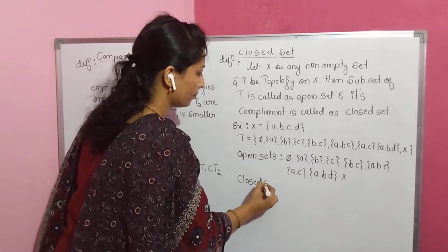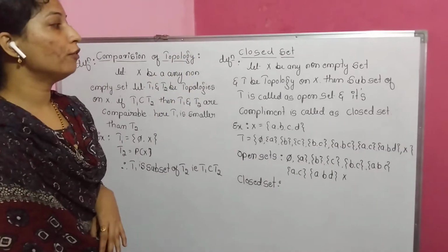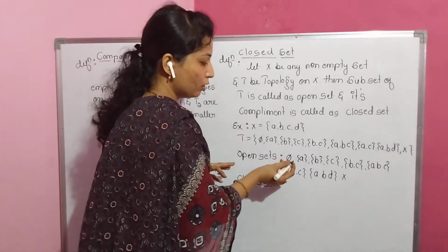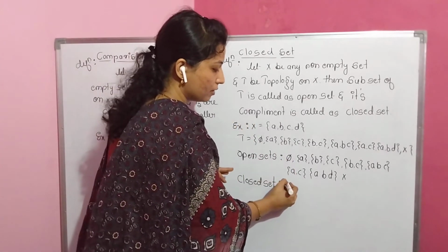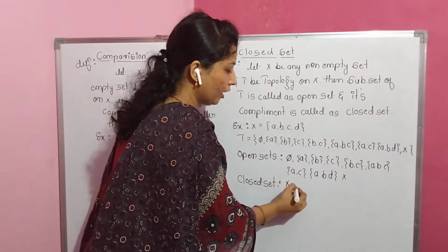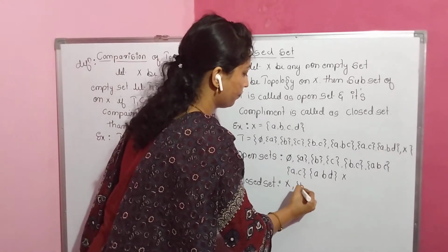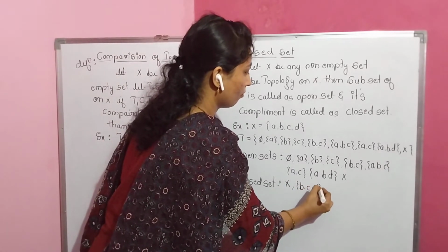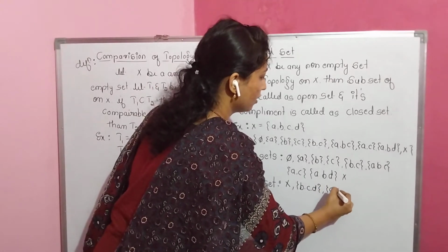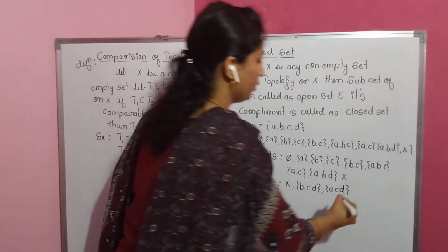Closed sets are complements of subsets. Complement of a subset is called the closed set. So complement of empty set is X, and complement of A is BCD. Complement of B is ACD. Complement of C is ABD.